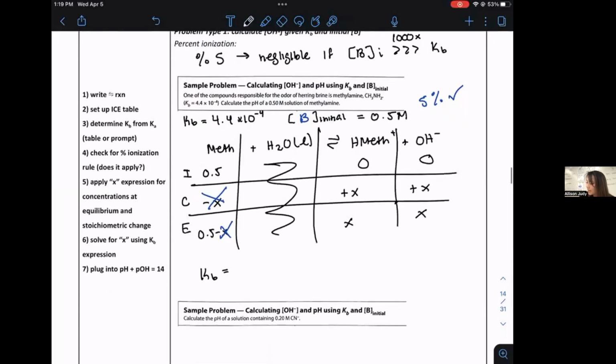we would get that the KB is equal to 4.4 times 10 to the negative fourth.